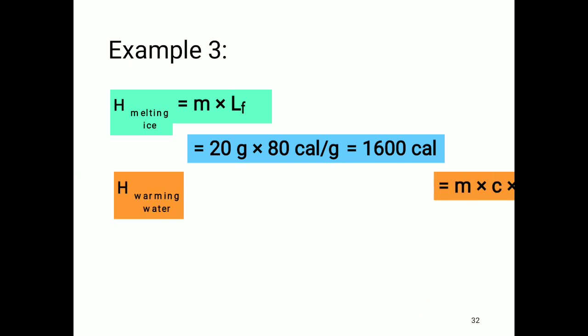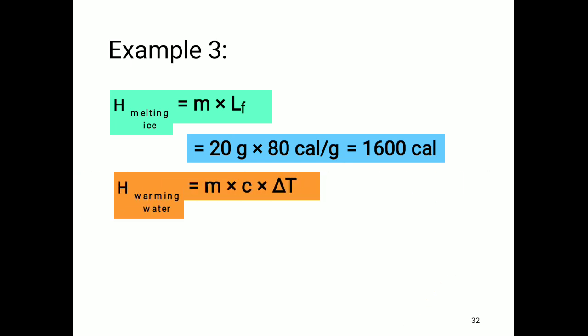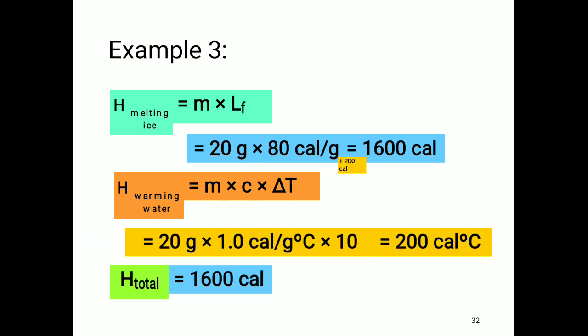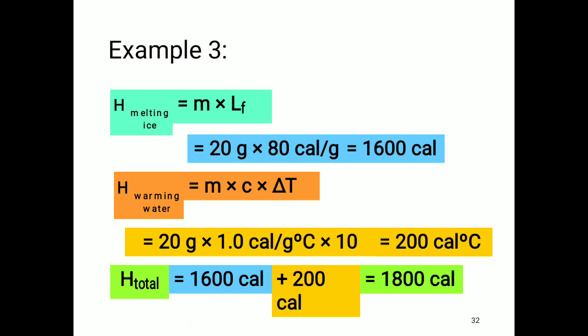After that, to warm the water, you know the very well-known formula: heat for warming water equals m c delta T. You have the mass 20 gram, the specific heat of water, and the temperature difference 0 to 10. So you will get 1600 calorie and 200 calorie, and both will be added. So a total of 1800 calorie heat is required to convert 20 gram of ice at 0 degree centigrade to water at 10 degrees centigrade. So this is the concept.